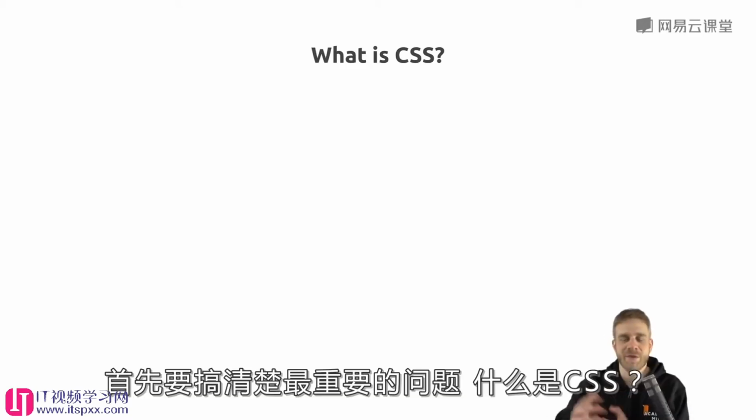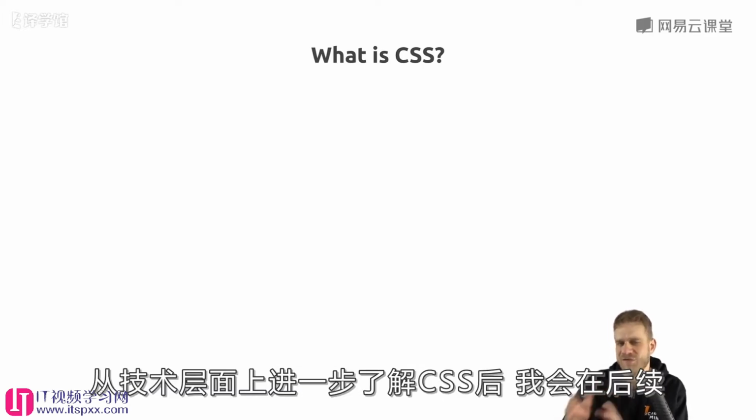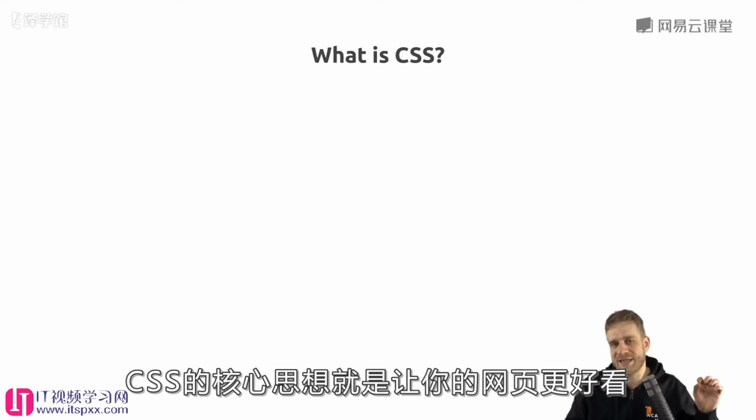So let's start with the most important question first. What is CSS? CSS stands for Cascading Style Sheets, and I'll come back to that name and why it's called cascading later in the course once we know a bit more about it from a technical perspective. But the core idea behind CSS is that it makes your web page look good.